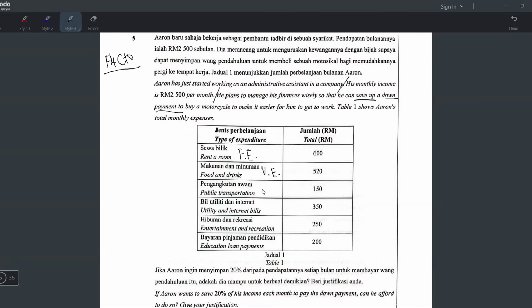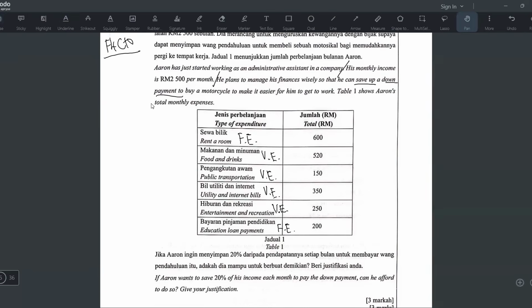Public transportation, that's variable, I think. Yeah, variable. And then utility, internet bill. Utility is definitely variable, because these are like gas, electric bill, water, semua tu lah. Entertainment definitely variable. Variable in BM is called perbelanjaan tak tetap. Okay, education loan payments. This one is fixed. You cannot control it. Every loan payment is always fixed.